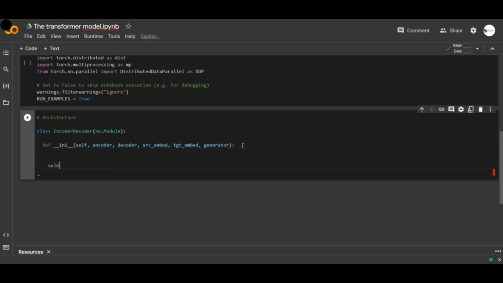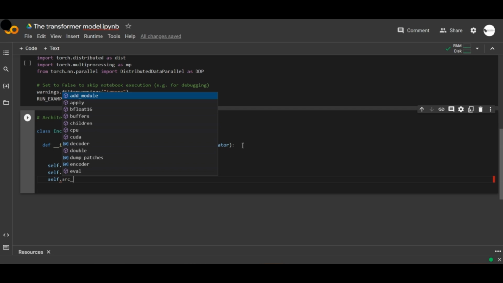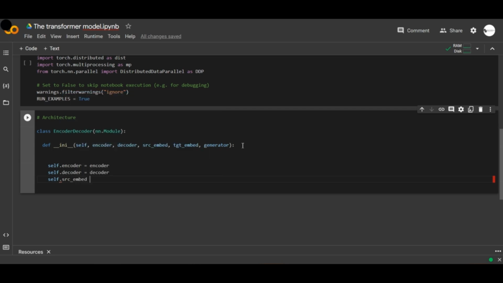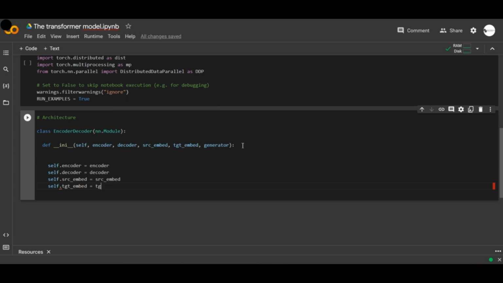We're gonna then take the self.encoder equals encoder. Then we take the self.decoder equals decoder. Then we take the self.src, which is source embed, equals source embed, self.target embed equals target embed.